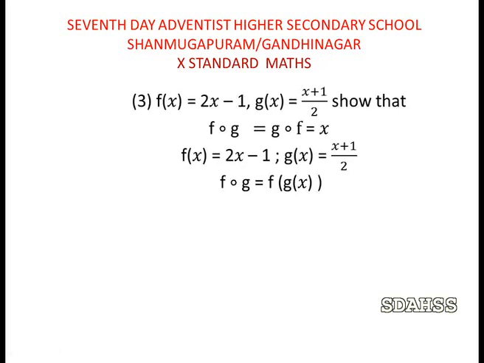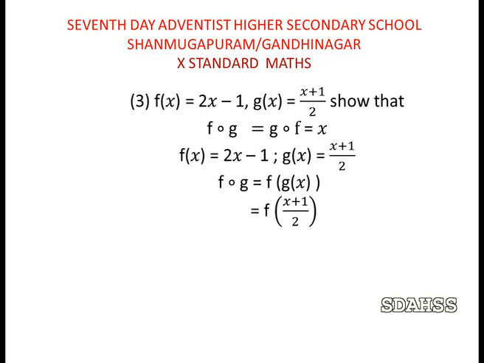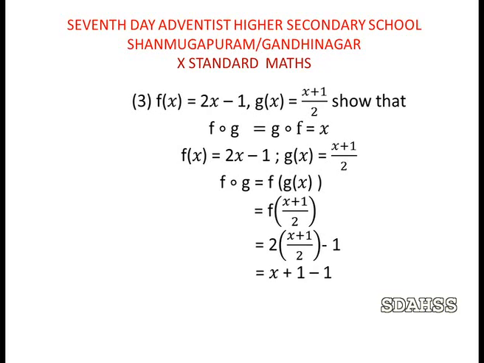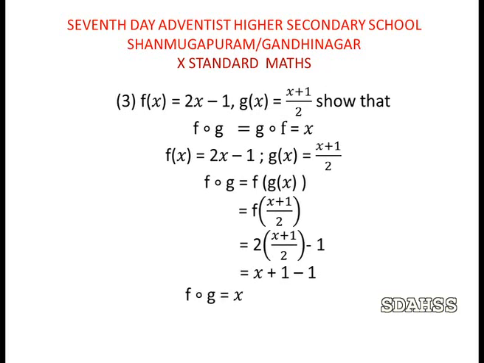First you have to find out f dot g. F dot g is defined by f of g of x. Now replace g of x is equal to (x plus 1) by 2. So it becomes f of (x plus 1) by 2. In the function of f of x, replace x is equal to (x plus 1) by 2. It becomes 2 into (x plus 1) by 2 minus 1. Now cancel 2 and 2. So it becomes x plus 1 minus 1. Plus 1 minus 1 cancelled. Then you have x. So f dot g equal to x.